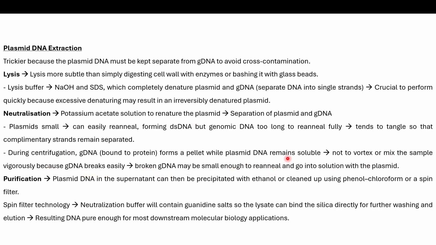What might happen is, if we vortex or mix the sample vigorously, the genomic DNA is prone to shearing or fragmentation, so it can break down, and the small fragments can become comparable to plasmid DNA in size. Because of their small size, like the plasmid DNA, the small fragments of genomic DNA can also reanneal and renature and remain soluble, going into solution with the plasmid, thereby contaminating our plasmid sample. So we should be careful not to vortex or mix the sample vigorously.